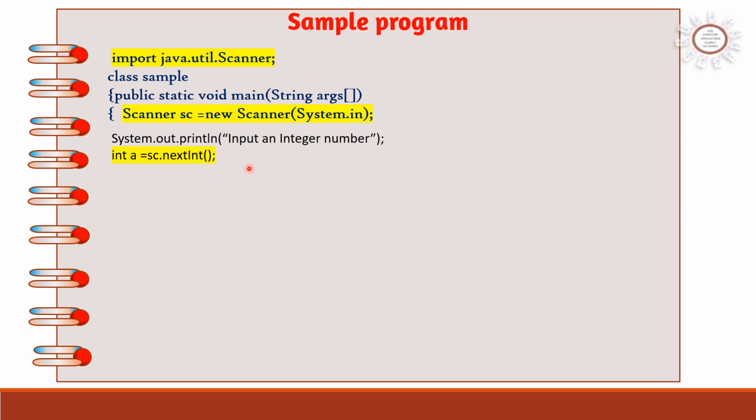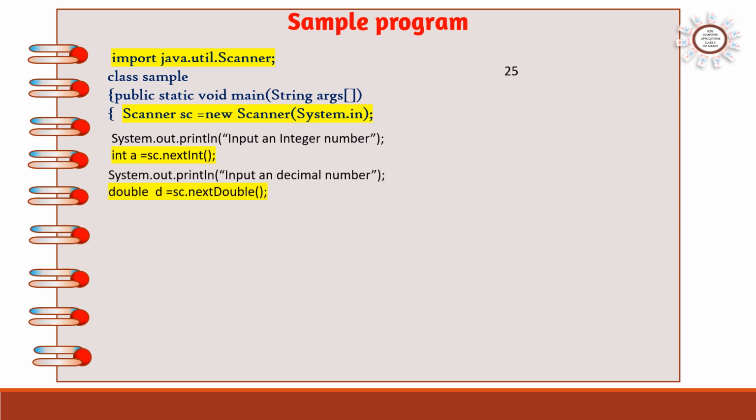So here first of all we can accept an integer number. So give the command: System.out.println input an integer number. And for accepting an integer number, declare the variable int a in which the value will be stored. Int a is equal to sc. Here we can see the object is used, sc dot nextInt with I capital. So with this command we will be accepting one integer number. So for example, we are accepting 25. 25 will be stored in a.